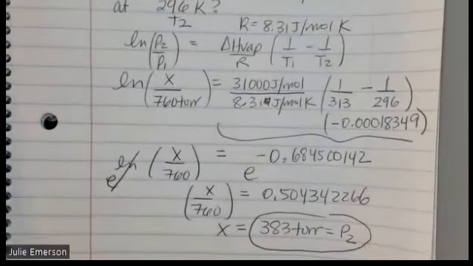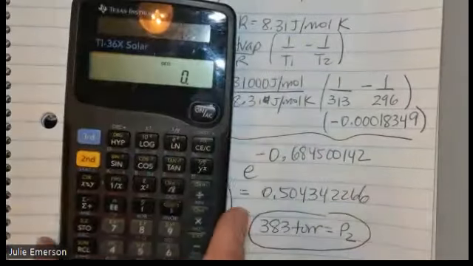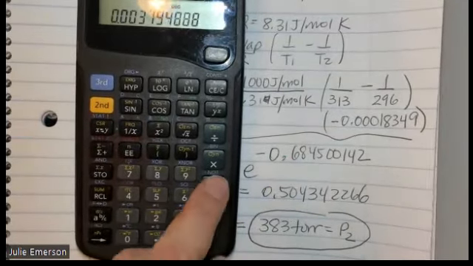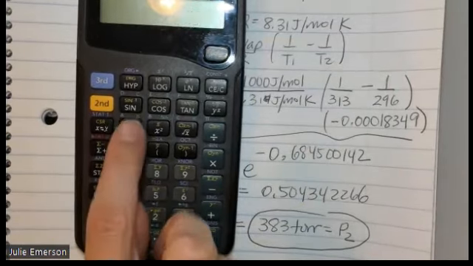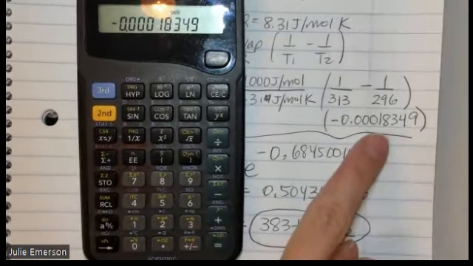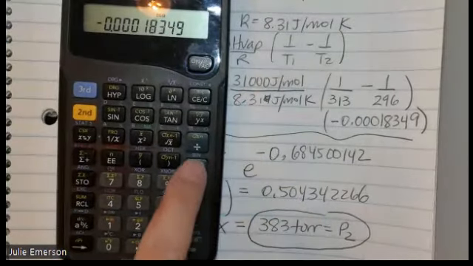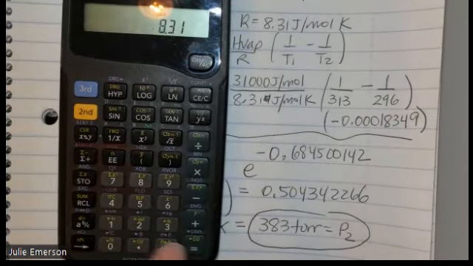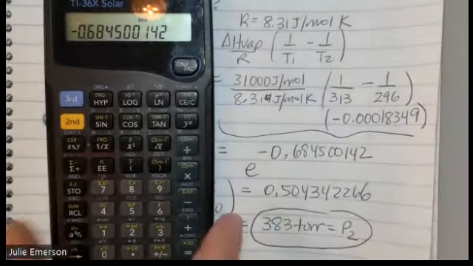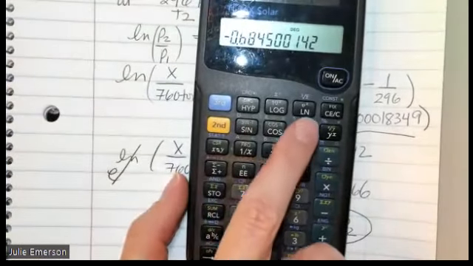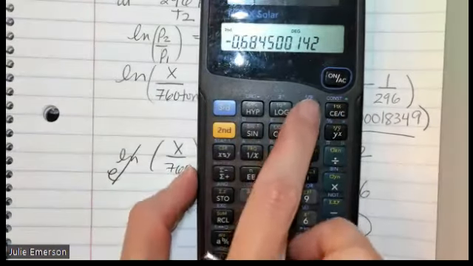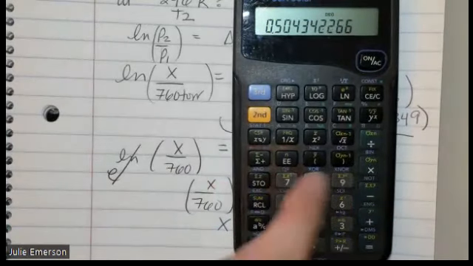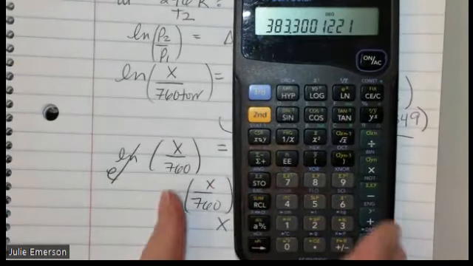All right, so on this one again, how I typed it in, and this is why I love this calculator. I start with the parentheses. I took 313 inverse minus the 296 inverse, and then I hit enter. There's my answer. Now I'm going to multiply by 31,000 joules, and divide that by that R constant of 8.31. So that was this number here. Now to get rid of my natural log function, I need to do the inverse of that. So the E, there's my answer, 0.504. And now I can cross multiply the 760. And there's my P2, so 383 torr.